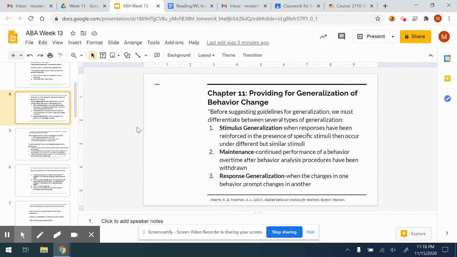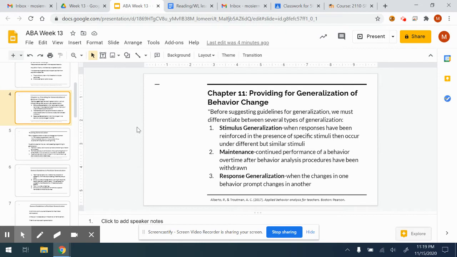Before suggesting guidelines for generalization, we have to differentiate between several different types of generalization. We talk about 3 different ones in the text. The first one is stimulus generalization. That's when responses have been reinforced in the presence of specific stimuli, but then occur under different but still similar stimuli. Again, we want to see that we can change up pieces of the environment and the skill still transfers.